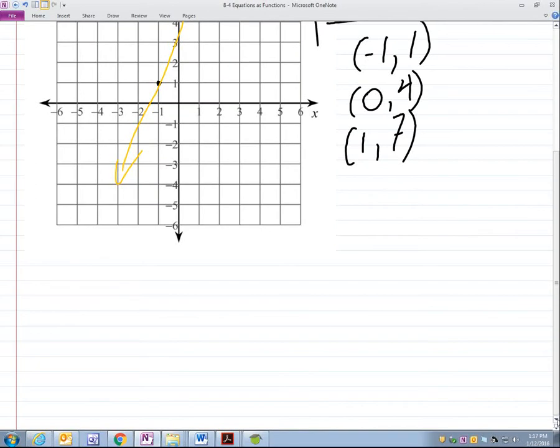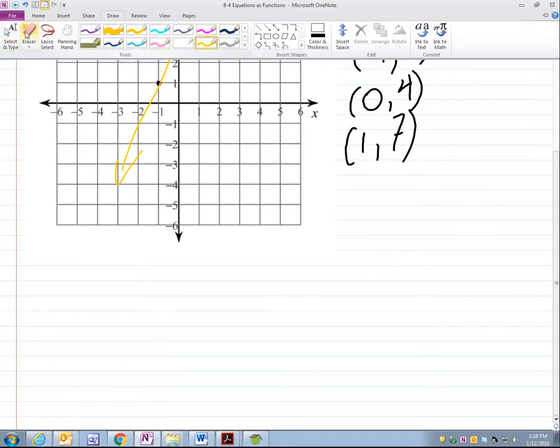Now we're going to write a definition, which is functional notation.